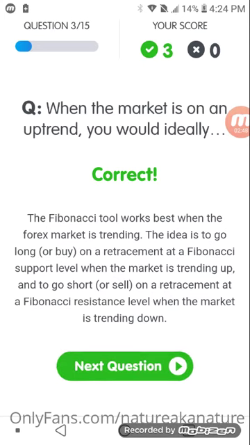The idea, again, when the market is going up, is to go long or buy on a retracement at a Fibonacci support level, and then go short or sell at a retracement at a Fibonacci resistance level when the market is trending down. Y'all already know this. We went over this already in the Fibonacci session.